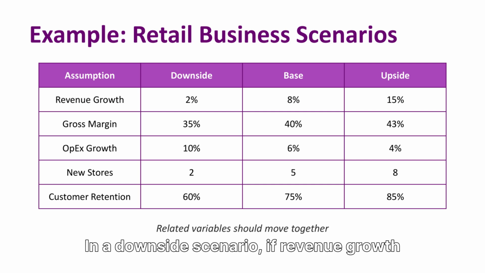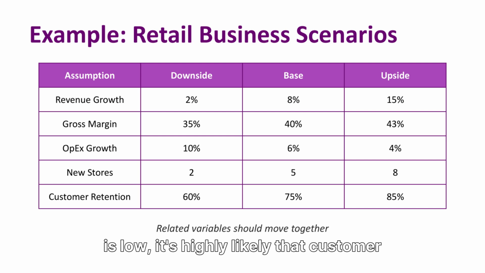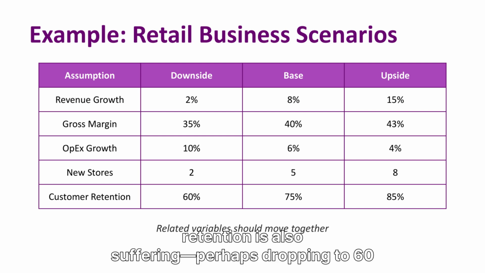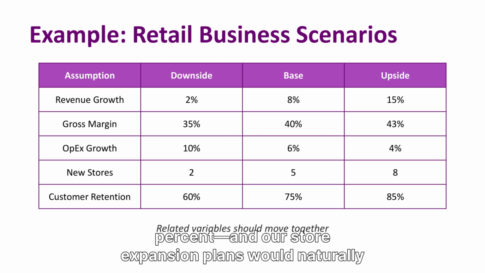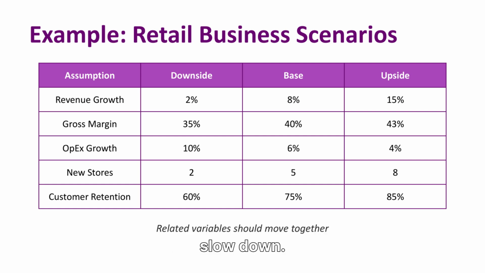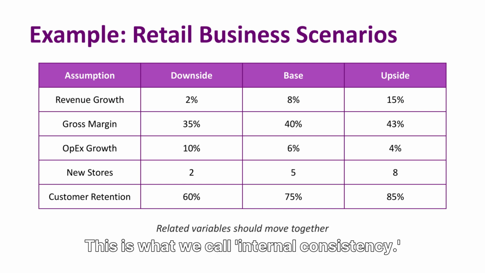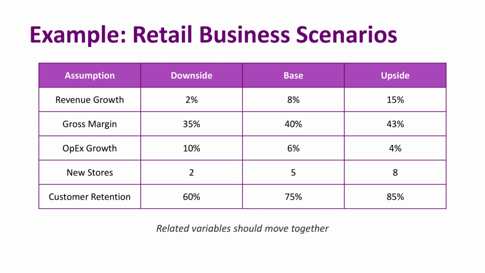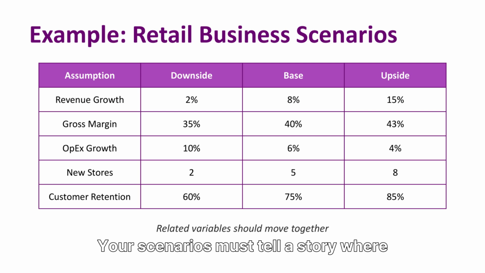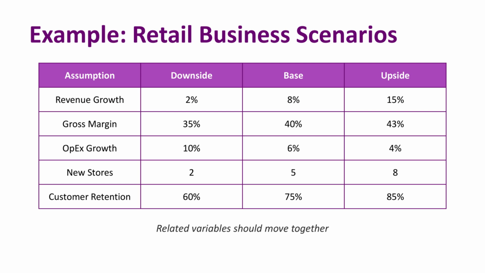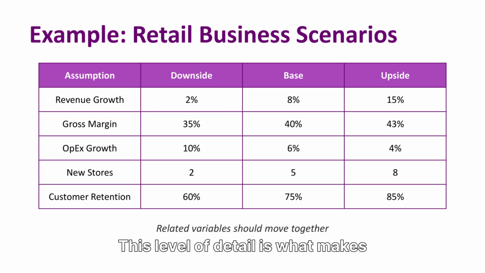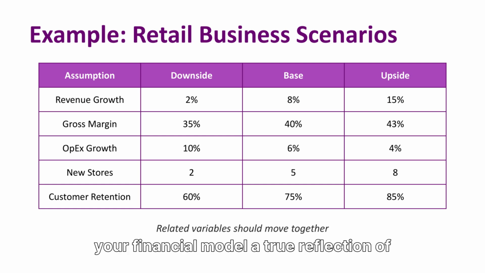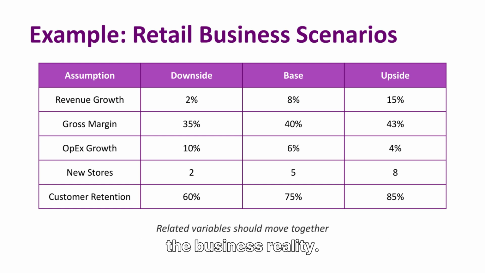In a downside scenario, if revenue growth is low, it's highly likely that customer retention is also suffering, perhaps dropping to 60%, and our store expansion plans would naturally slow down. This is what we call internal consistency. A good modeler knows that if sales are up, costs might be up too. Your scenarios must tell a story where all the parts move together in a way that makes sense. This level of detail is what makes your financial model a true reflection of the business reality.